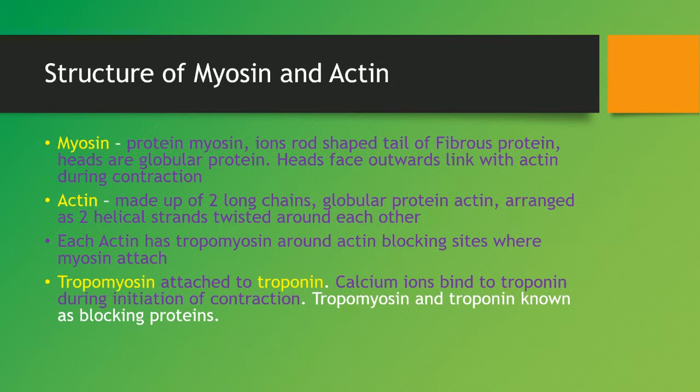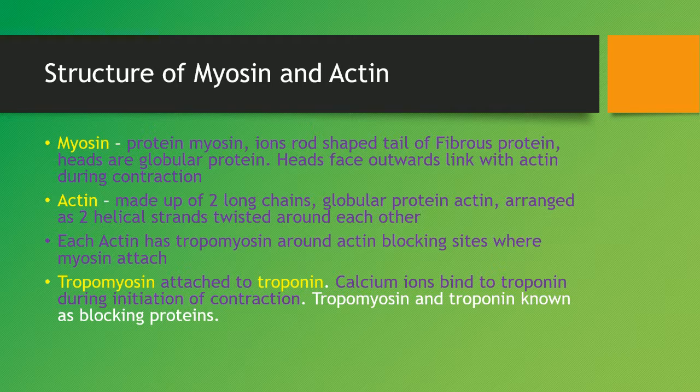Now, the structure of myosin and actin. Myosin is a protein, and they have rod-shaped tails, which are made of a fibrous protein. Their heads are made of a globular protein. The heads face outwards and link with the actin during contraction.